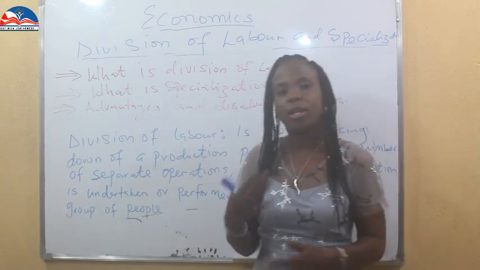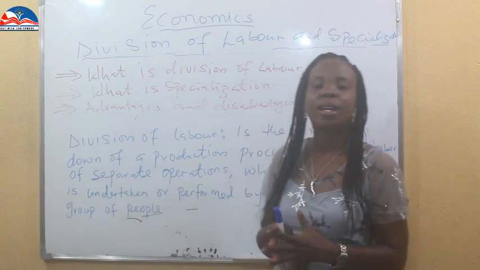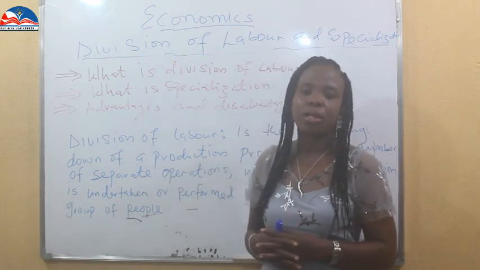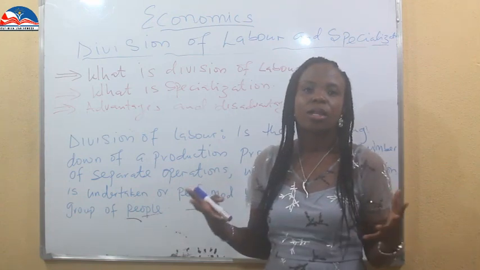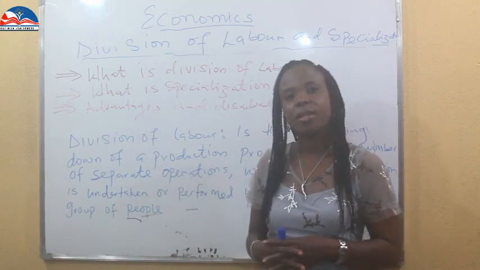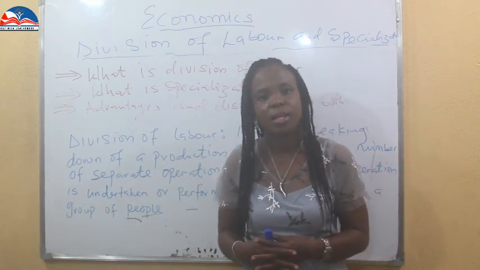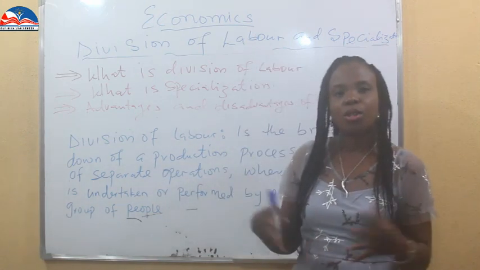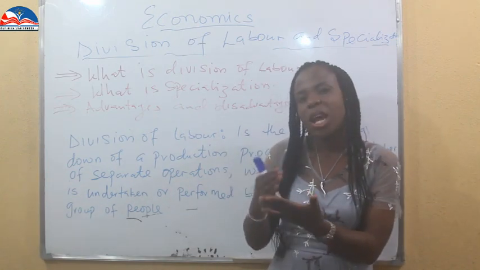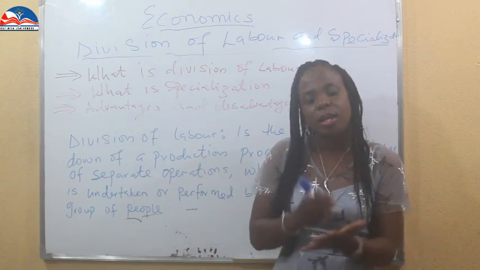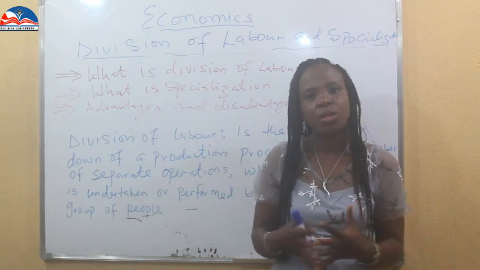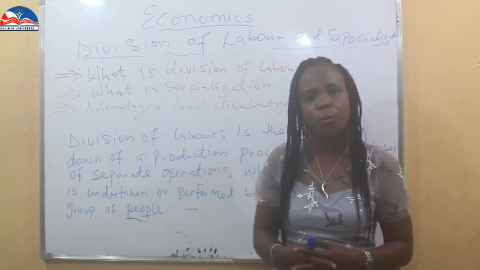Division of labor is a process of breaking down production process into smaller units that is undertaken by different persons or group of persons. That's to say that production process is broken down into smaller units, into smaller works, and different persons undertake these different work.